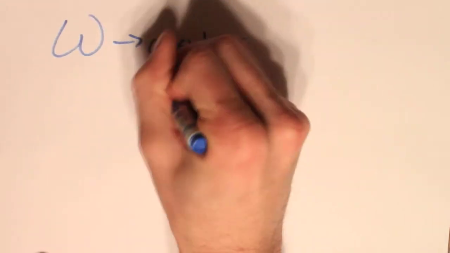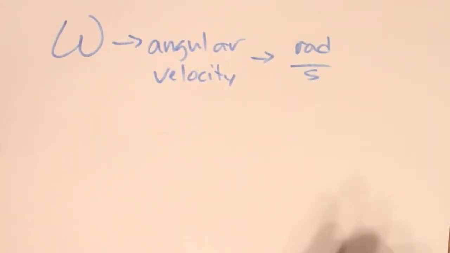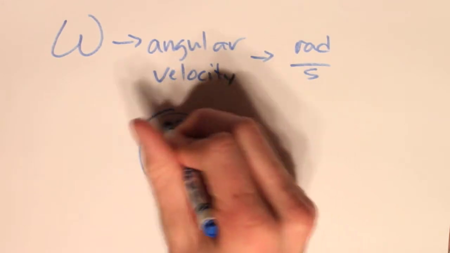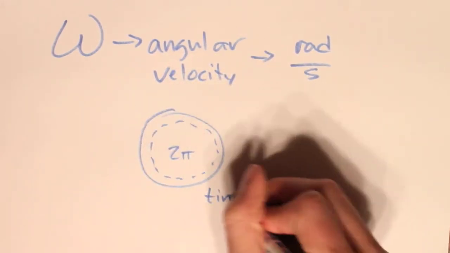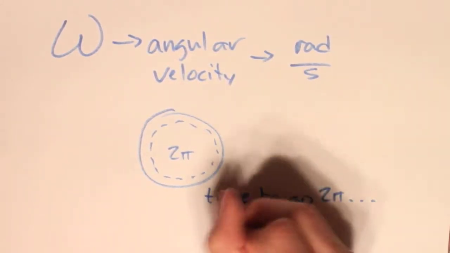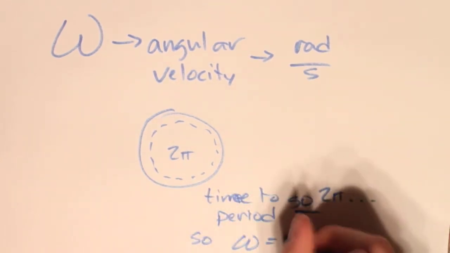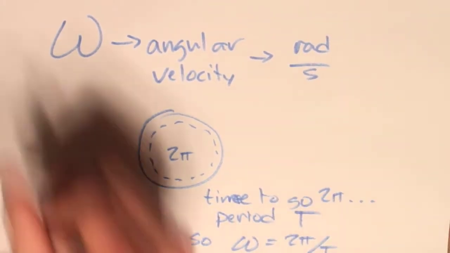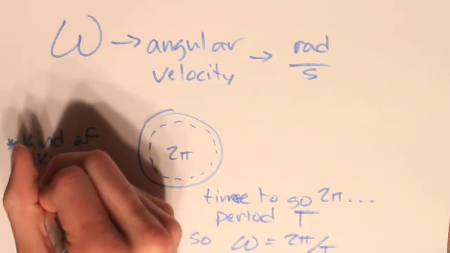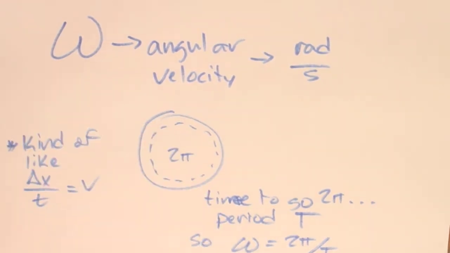Angular velocity is not that different from the types of velocity that we've discussed before. Its units are radians per second, and it describes how fast an object can cover a 360-degree circle, or 2 pi radians. It does this in a period T, kind of like velocity in meters per second.